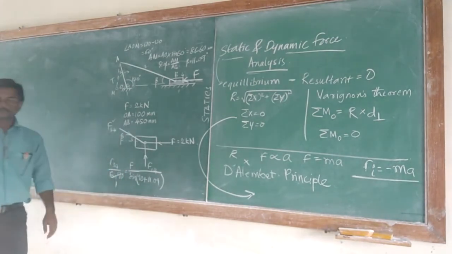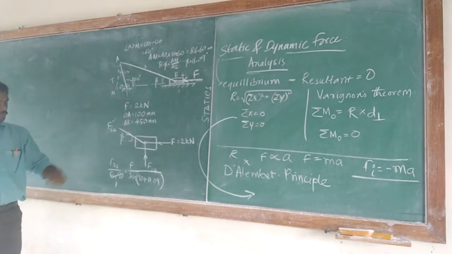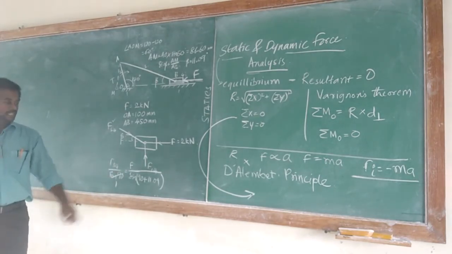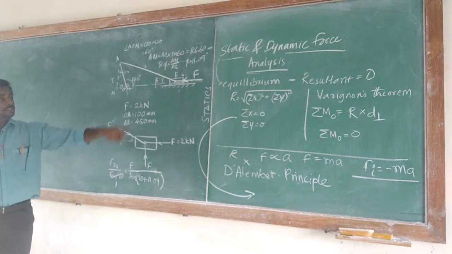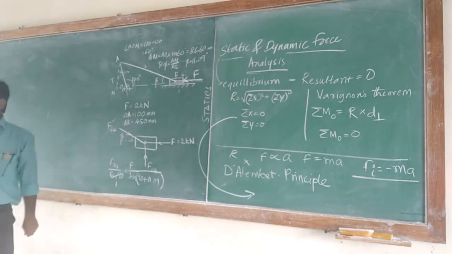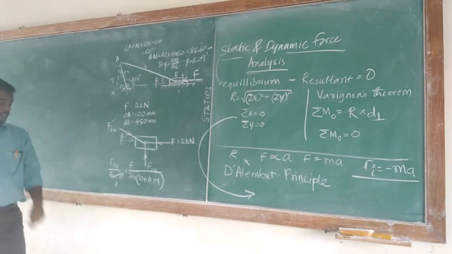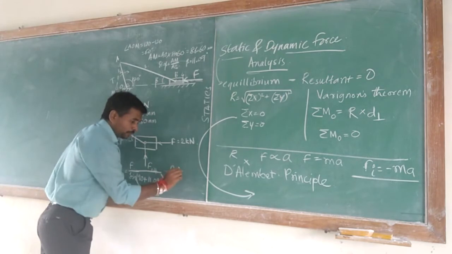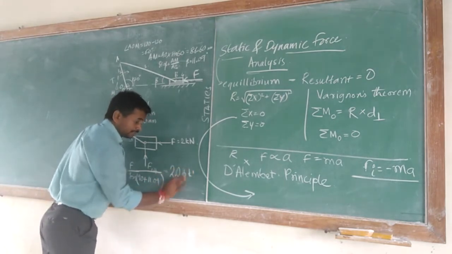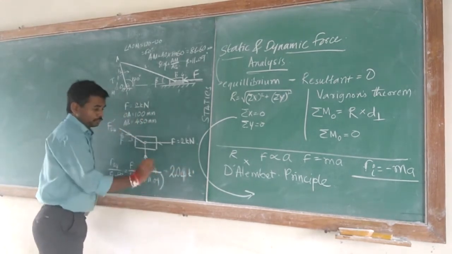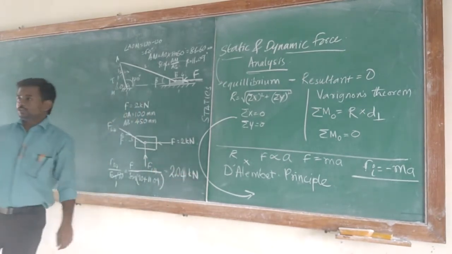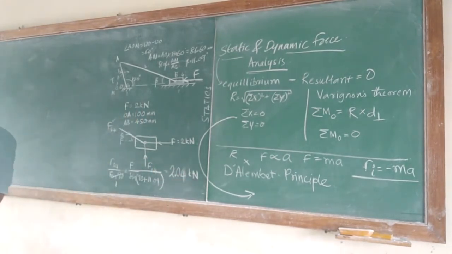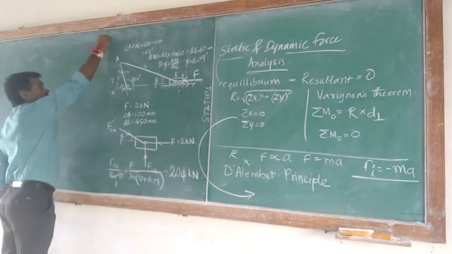Sine 90 is 1. So F34, find it. F is known. 2 kilonewtons divided by sine of 90 plus 2.03. So this is 2.03, yes, 2.038. So 2.04 kilonewtons. Okay, 2.04 kilonewtons. So first number very easy.